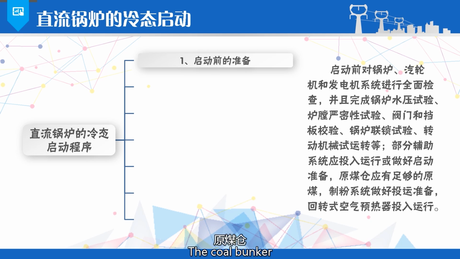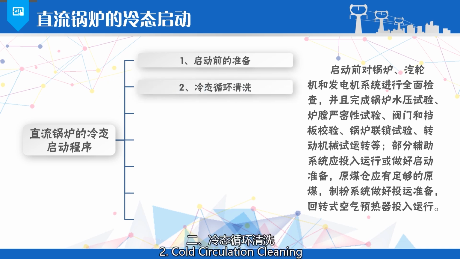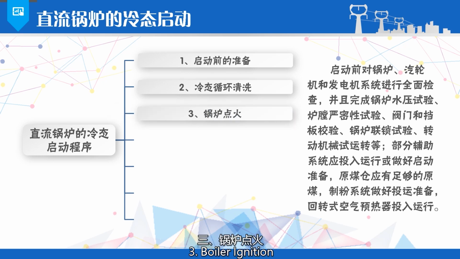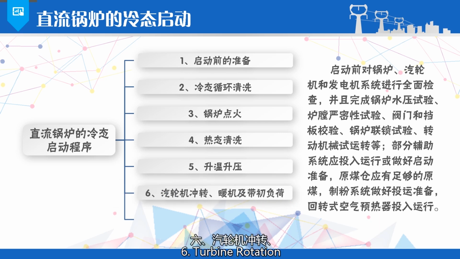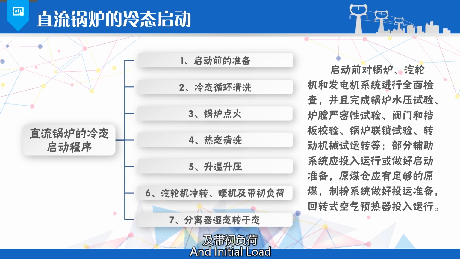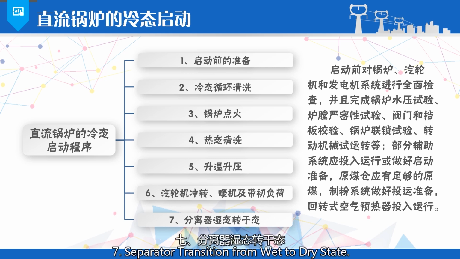The coal bunker should have sufficient coal, and the pulverizing system should be prepared for operation. The rotary air preheater should be put into operation. 2. Cold circulation cleaning. 3. Boiler ignition. 4. Hot cleaning. 5. Temperature and pressure rise. 6. Turbine rotation, warm-up and initial load. 7. Separator transition from wet to dry state.